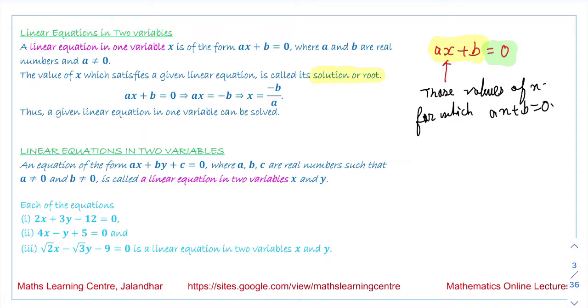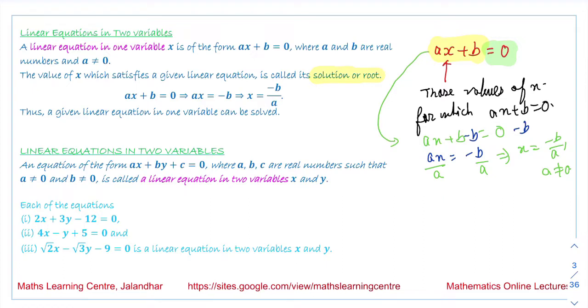So what if we try to solve this equation? We get ax plus b is equal to 0. We subtract b from both sides. What we get is ax is equal to minus b. We divide by a on both sides. So what we get is x is equal to minus b by a, and a is not equal to 0. This is the condition we have over here, that a is not equal to 0. Only then it will be a linear equation in one variable. Otherwise it will become a constant, and if a is 0 then it means b is equal to 0.